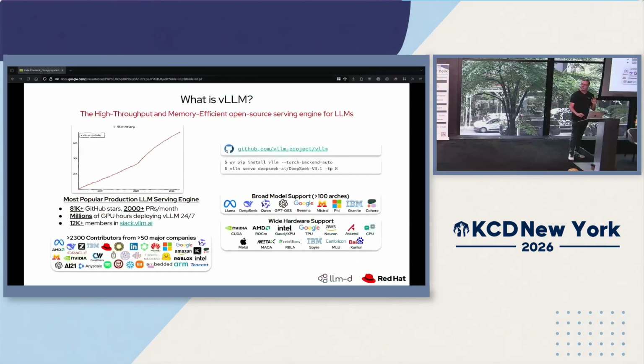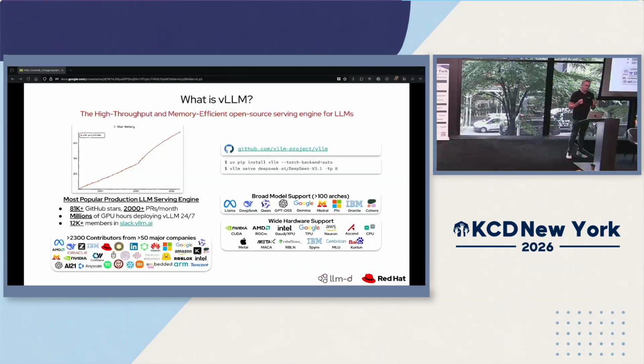Before I dive into that though, we need to talk about vLLM. Who here has heard of vLLM? Anyone? Awesome. So the goal of vLLM is to build the fastest and easiest to use open source LLM inference and serving engine. It's got wide support for a variety of GPUs, data center GPUs, consumer hardware, even the unified memory in your MacBooks.